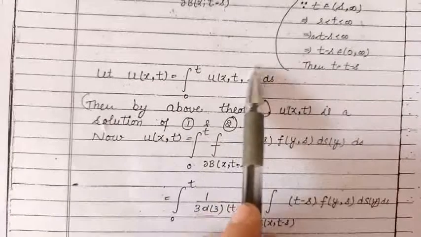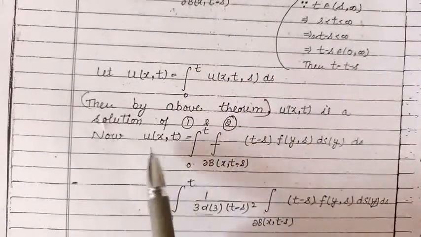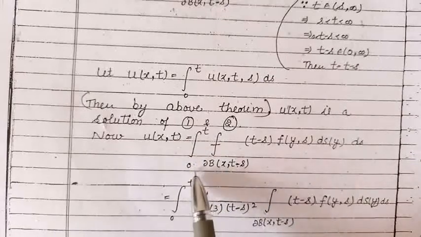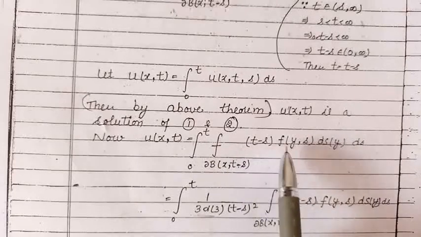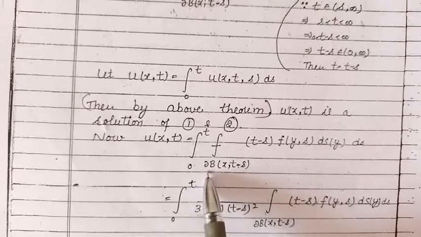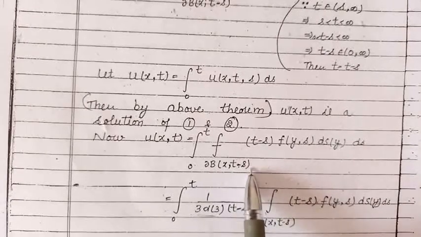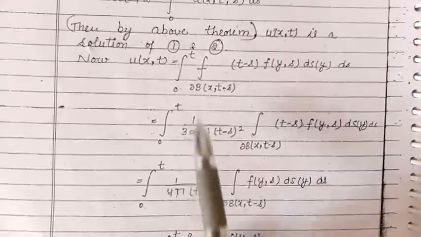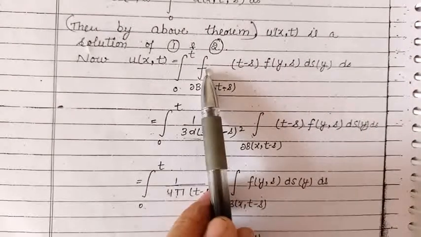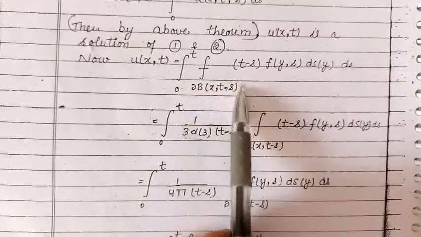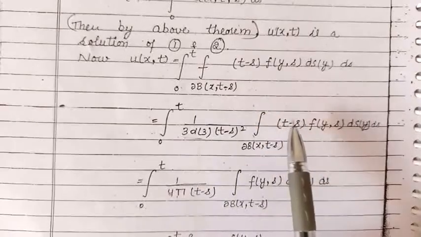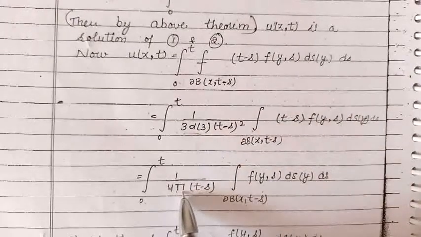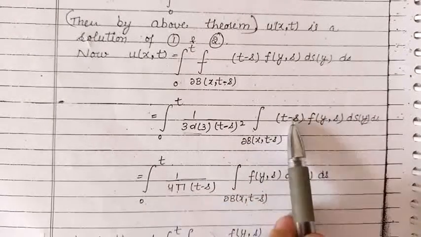Let us substitute the value of this u from here. So the value of u at (x,t) is given by the integral 0 to t of the average integral of (t minus s) times f at (y, s) over the sphere with center x, radius t minus s. Now let us convert this average integral into the simple integral by dividing by the surface area of this sphere. The surface area of this sphere in three dimensions is 4π times radius squared, so that will be 4π times (t minus s) whole squared. Now one factor of t minus s is cancelled out.